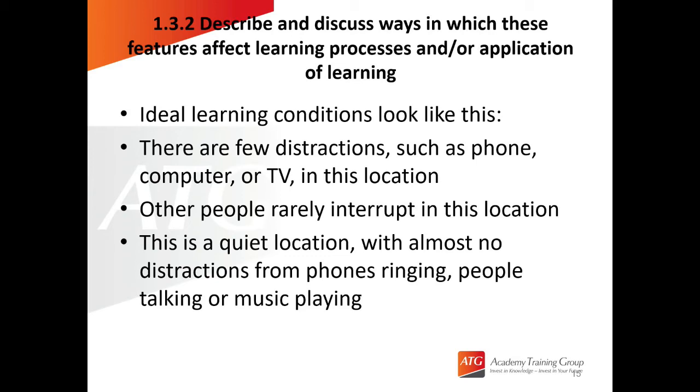Now let's look at the ways in which the features affect the learning process or application of learning. Ideal learning conditions would look like a place where you have few distractions, such as phones, computers, or TVs in the location, and other people who rarely interrupt. It has to be a quiet location with almost no distractions from ringing phones, people, or any other influences like music, talking, or playing.